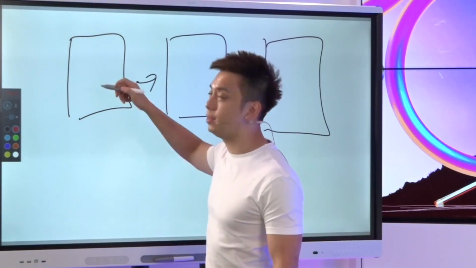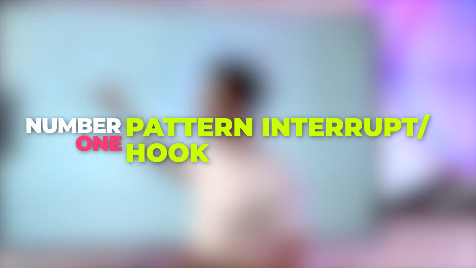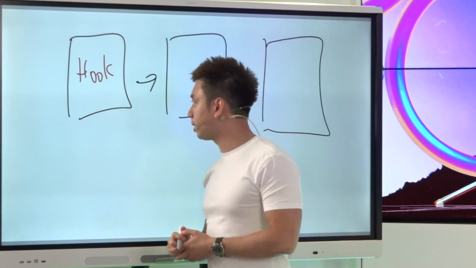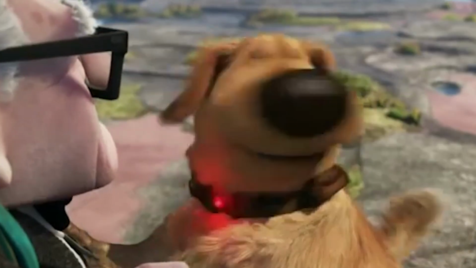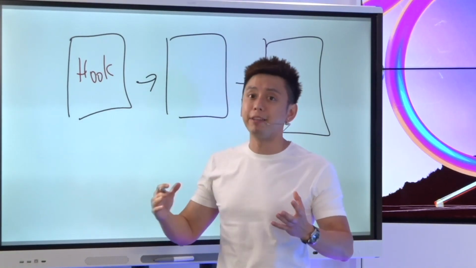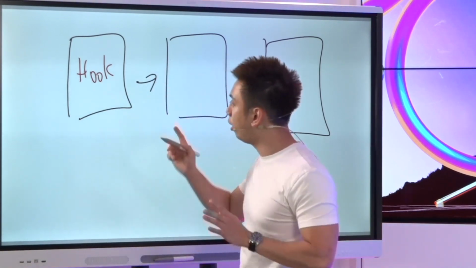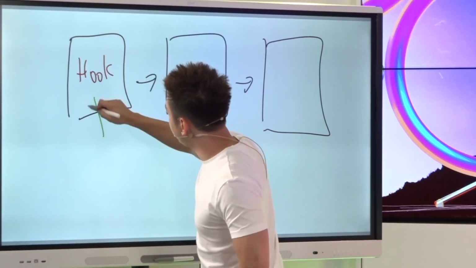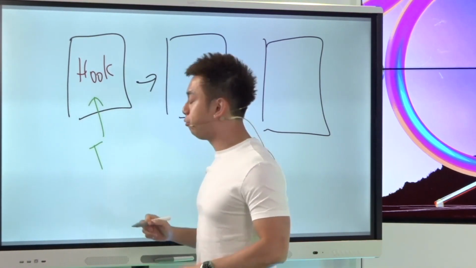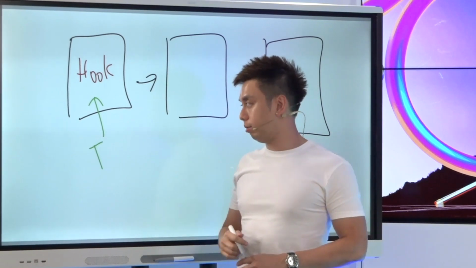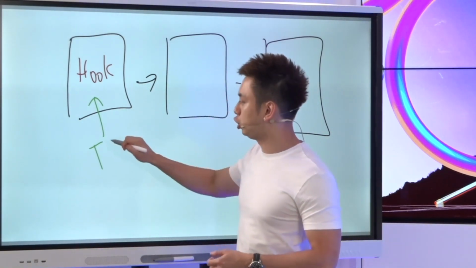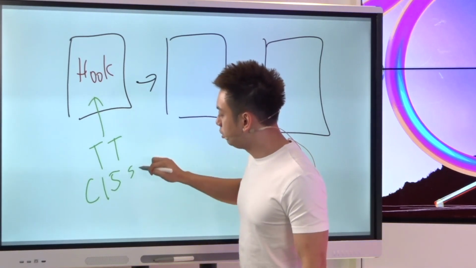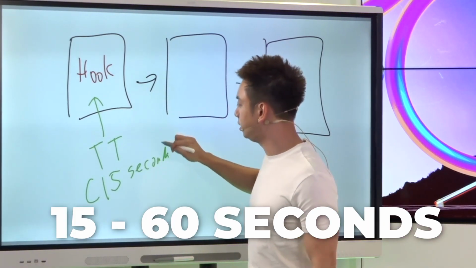Now, the first one is basically the pattern interrupt, sometimes known as the hook, sometimes known as a scroll stopper, sometimes known as the thing that's going to get their attention. Okay, the first 5 seconds that stops the scroll. Now if you take a look at this hook over here, this is basically something that I can get of whatever is trending on Instagram Reels, whatever is trending on TikTok. Why? Because this is usually something that is, in most cases, 15 seconds to 60 seconds.